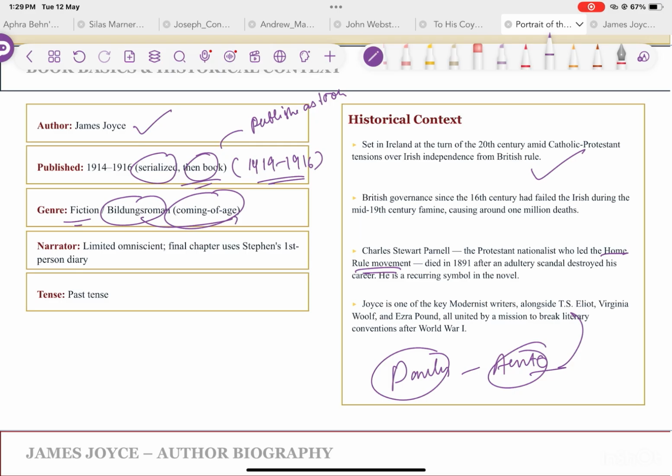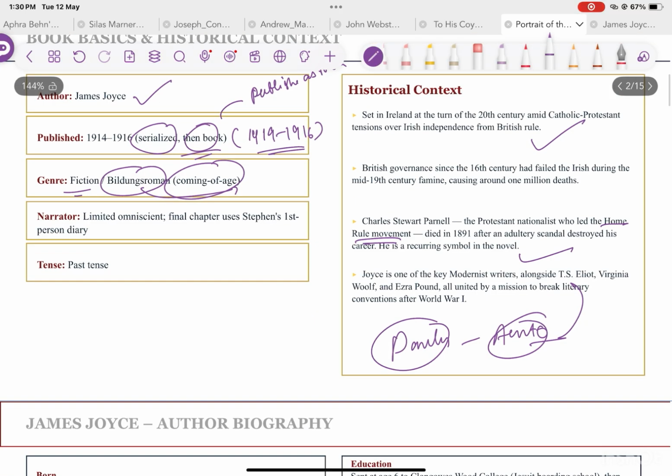It did not initially demand complete independence, but they wanted greater autonomy, and Parnell was one of the strongest leaders who supported this home rule movement. So Joyce is one of the key modernist writers alongside T.S. Eliot, Virginia Woolf, Ezra Pound, all united by a mission to break literary convention after World War.